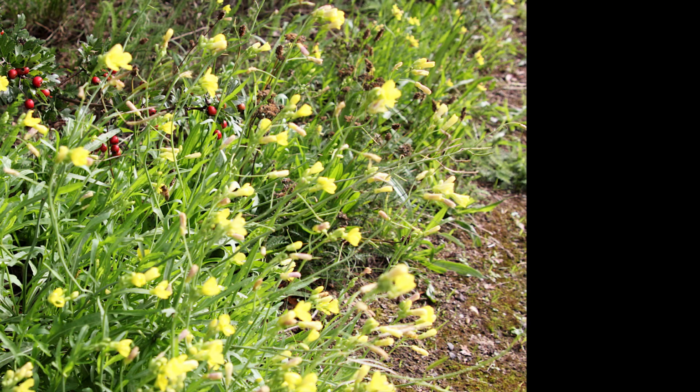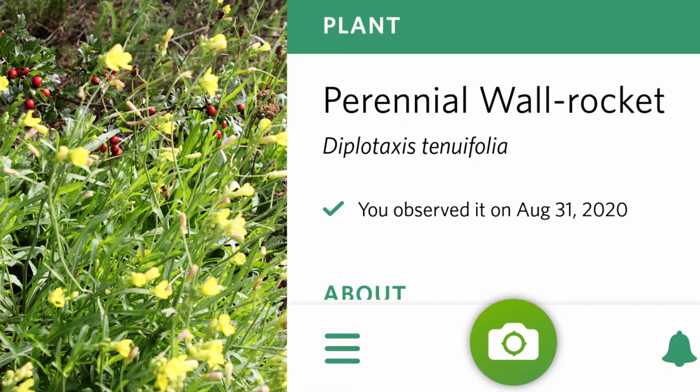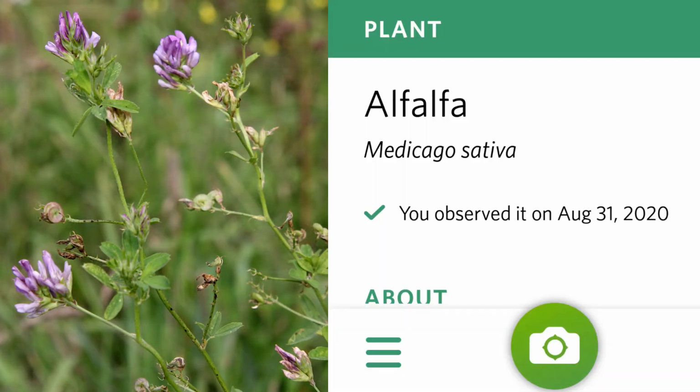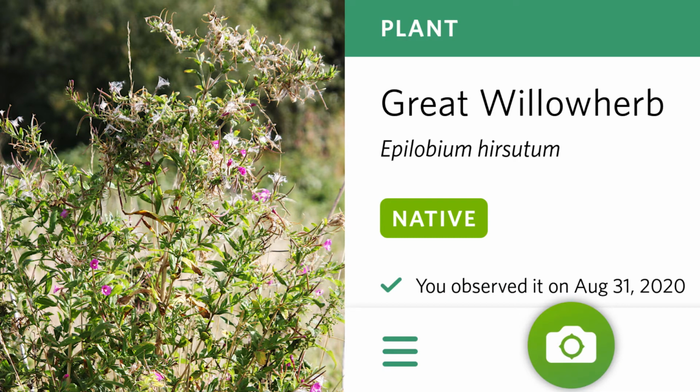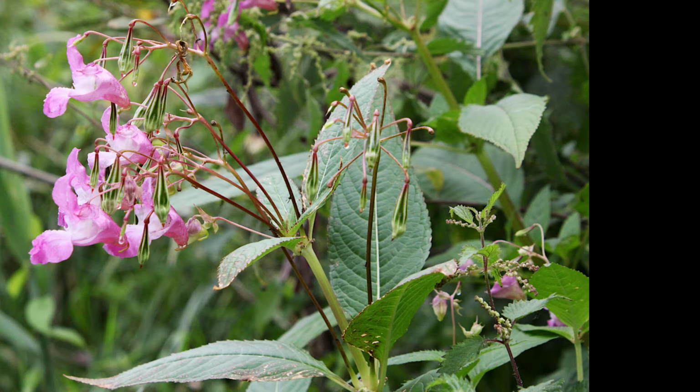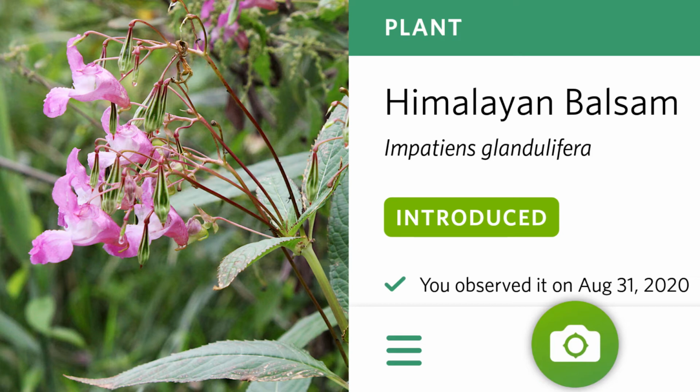Right, 4 more plant species to go, starting with perennial wall rocket, alfalfa. For some reason I always thought that was just a food crop grown in Africa, but apparently not. This is great willow herb. And last, but most certainly not least, Himalayan Balsam, also known as Indian Balsam.